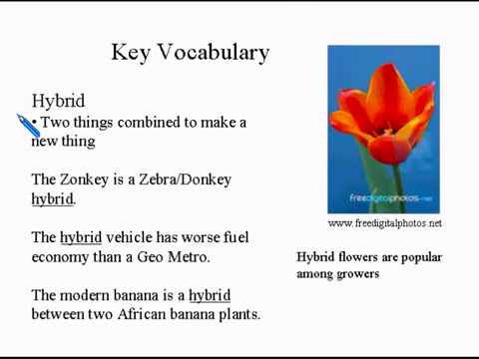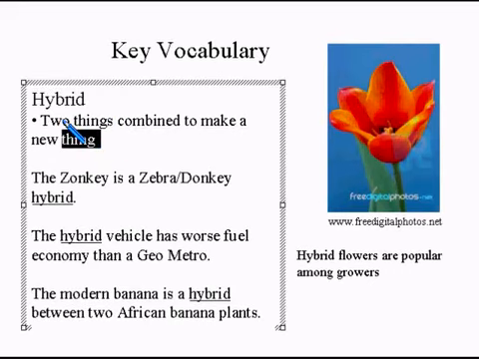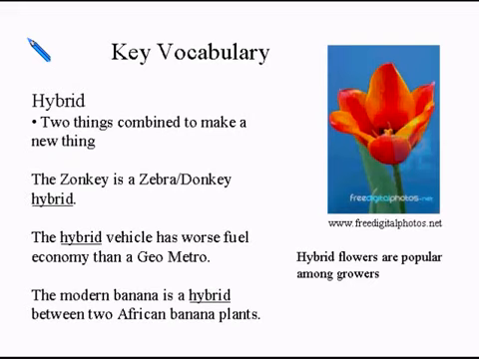Hybrid. A hybrid is two things combined to make a new thing. Wow! Very good description. I made this definition myself. I did not steal that from the dictionary. I made that one myself. Thank you, everyone. Thank you. Round of applause. The Zonkey is a zebra-donkey hybrid.